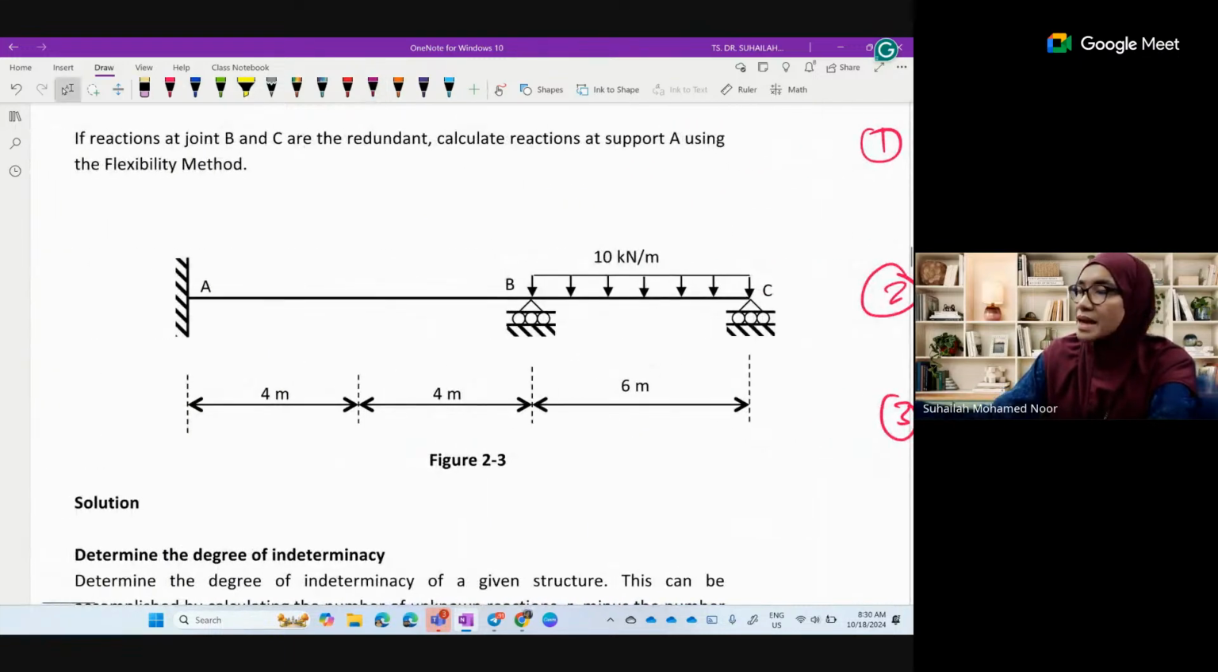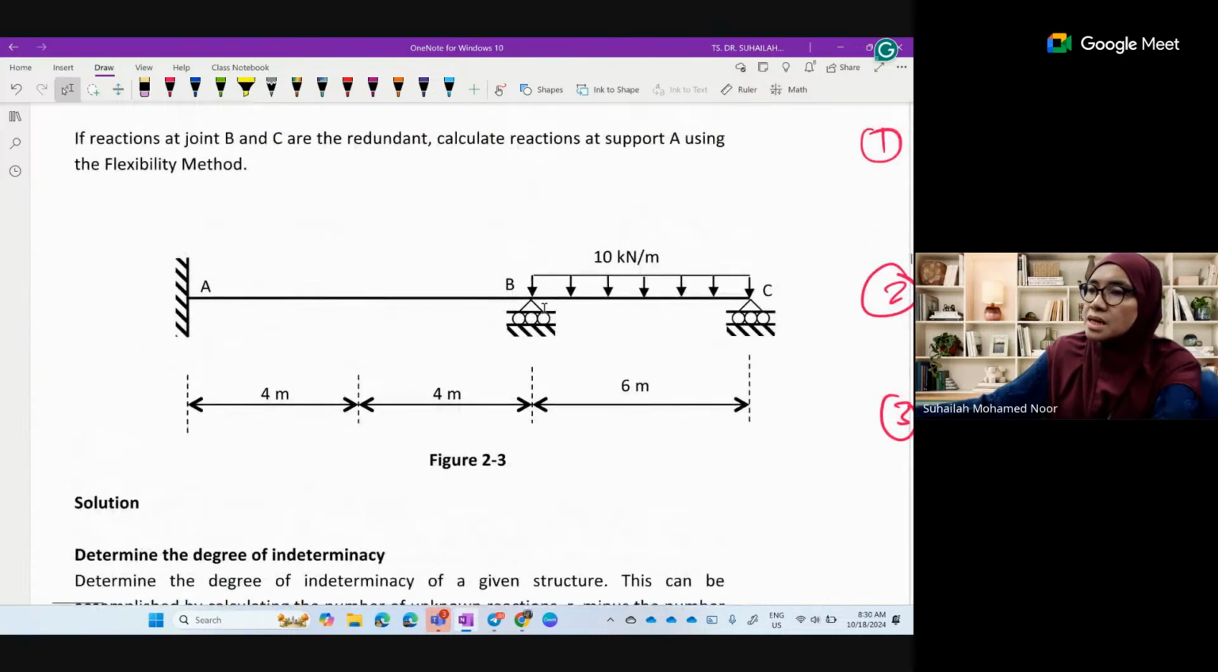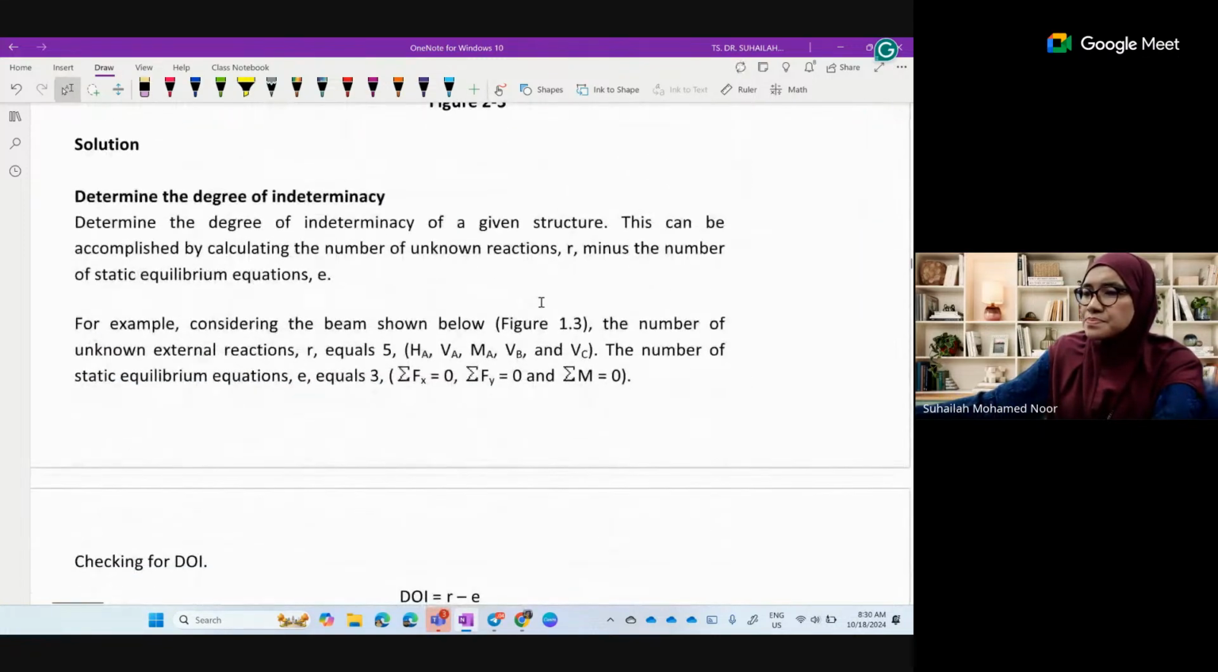For the derivation, we choose number one, so the primary structure becomes a cantilever beam. This means that we remove BY and CY. This is just the one. The other day there was a point load, if I'm not mistaken.